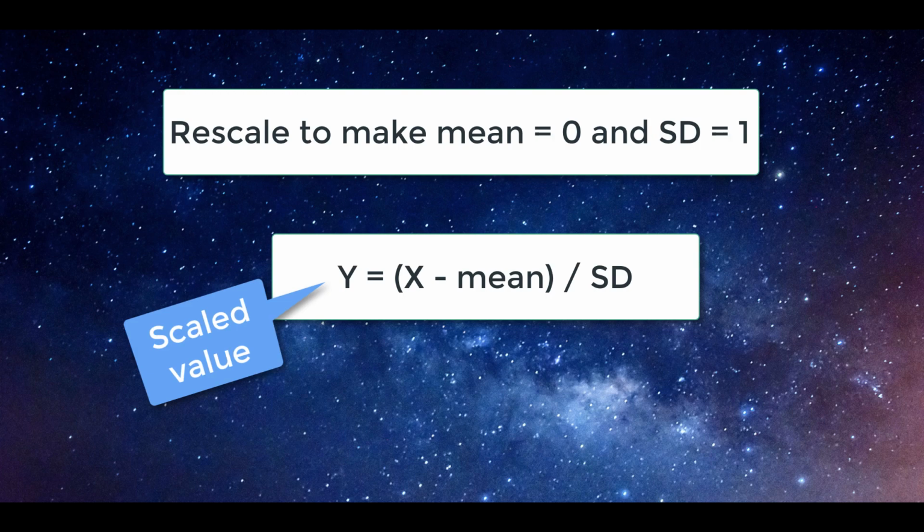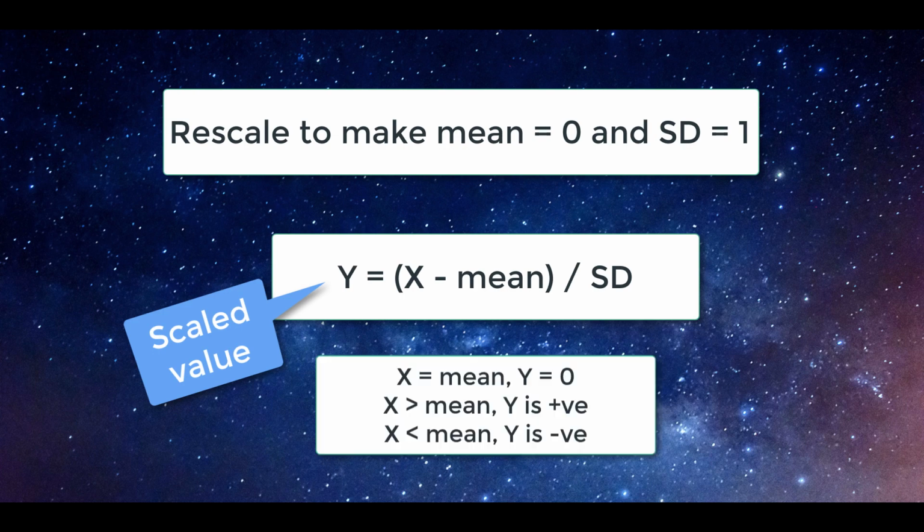It's quite simple. All you're doing here is taking each value and subtracting the mean from it and dividing the result by the standard deviation. Now, if there is any value equal to the mean, it will become 0. The values greater than mean will be positive and the ones less than mean will be negative.